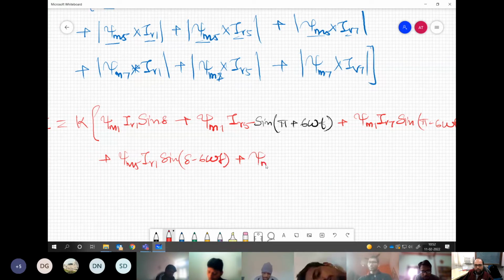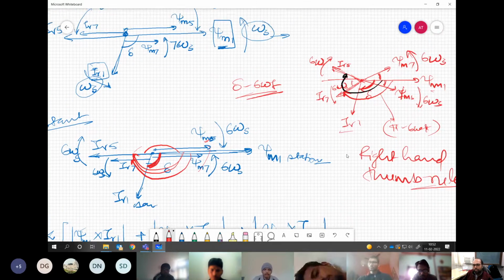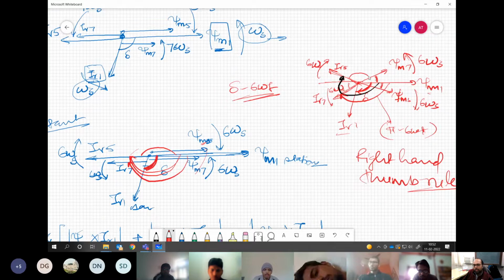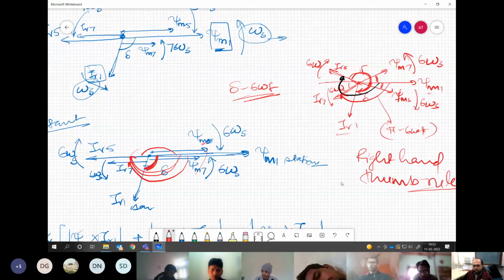Then psi m5 and IR5. What is the angle? Here it was pi, psi m5 to IR5. What is here now? Both are rotating at the same speed, so the angle remains same. And it is pi. Understanding my point?